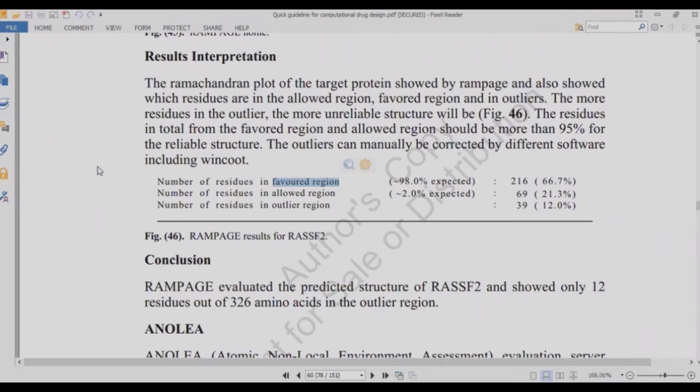After that we have the number of residues in the outlier region, and the minimum number of amino acids should be in the outlier region. The outlier region is considered the wrong placement of amino acids. In this case we have 39 amino acids in the outlier region out of 326. It should be 1 or 2, or maybe a maximum of 5. So try to fix the errors.